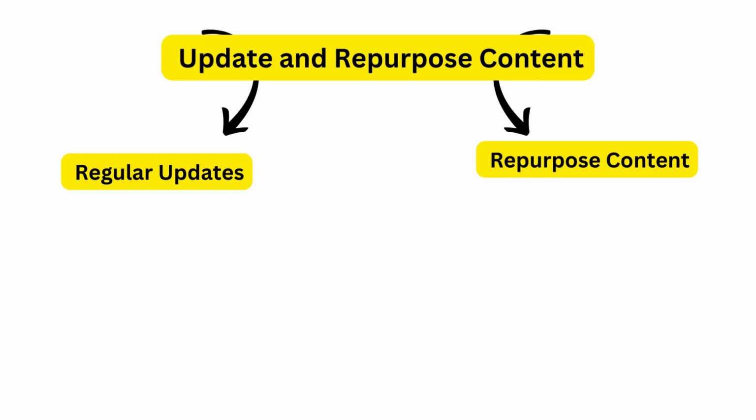8. Update and repurpose content. Regular updates. Regularly update your content to keep it fresh and relevant. Search engines favor recently updated content. Repurpose content. Convert your article into other formats, like videos, podcasts, or infographics, to reach a broader audience.